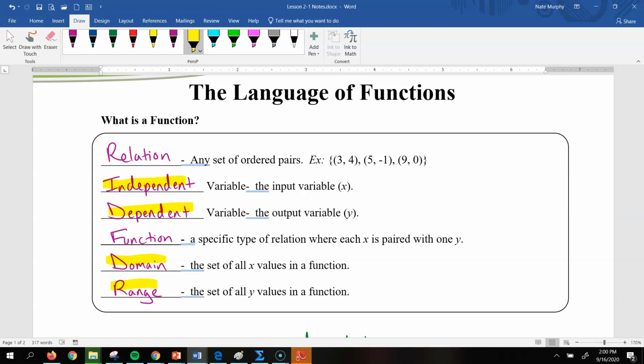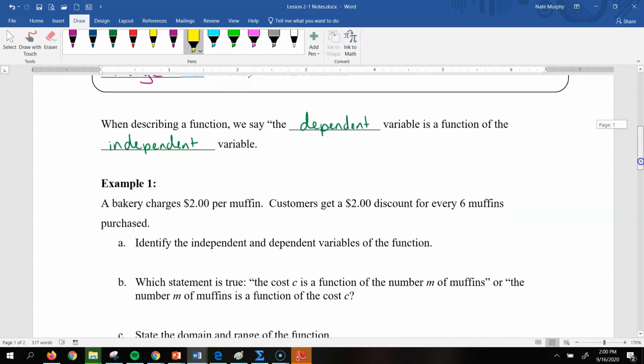An easy way to keep these straight, so the domain is your x's, your range is your y's. And so if you think of D comes before R in the alphabet, X comes before Y in the alphabet. So since the D comes first, then it's paired up with the X. So the domain is the X values. Since the range comes second in the alphabet, then it's paired up with Y, because that comes second in the alphabet. So you should have gotten those copied down, but those are going to be some terms that we're just going to be referencing here.